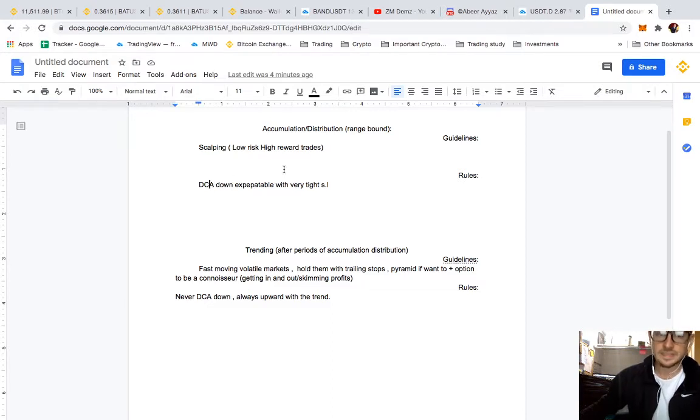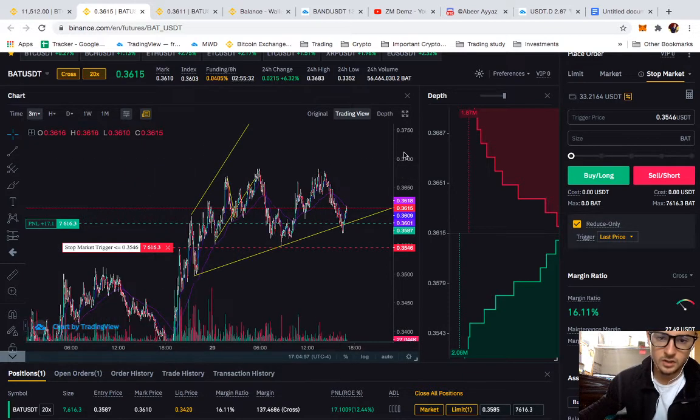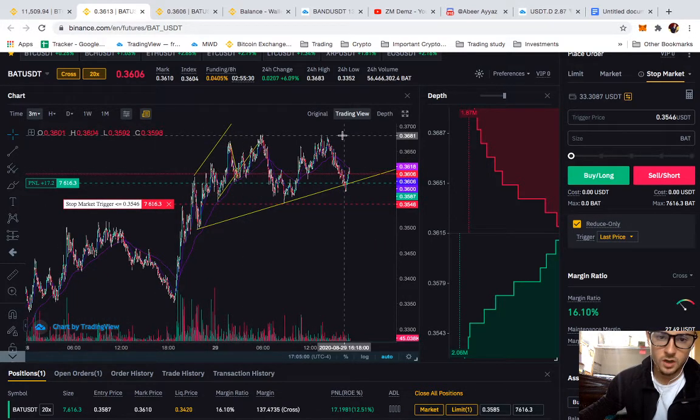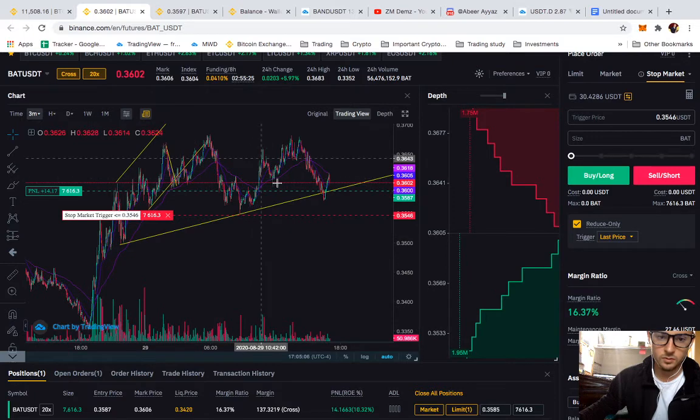So I usually never dollar cost average down, but since we have computers, it's acceptable in accumulation distribution ranges. I'll tell you why. If I open up my trade right now, I could have even capitalized more on this down move. So you keep scalping with the stop loss right underneath. Guys, this is a range that I'm talking about right here. So there's a top and there's a bottom. Okay? There's a top and there's a bottom. There's 5 waves, 1, 2, 3, 4, 5.